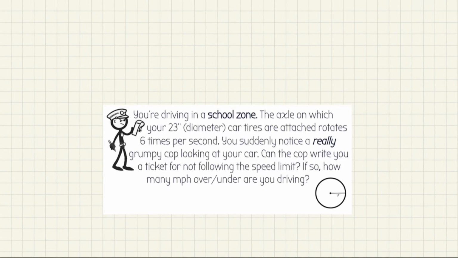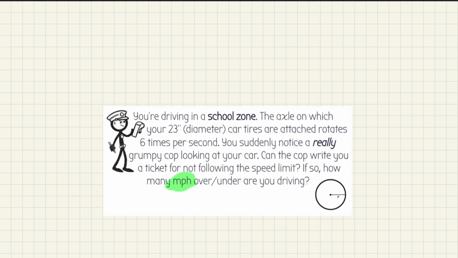You're driving in a school zone. That means the speed limit is 25 miles per hour. We should all know that if we're taking driver's ed or able to drive by now. The axle on which your 23-inch diameter car tires are attached rotates 6 times per second. You suddenly notice a really grumpy cop looking at your car. Can the cop write you a ticket for not following the speed limit? If so, how many miles per hour over or under are you driving?